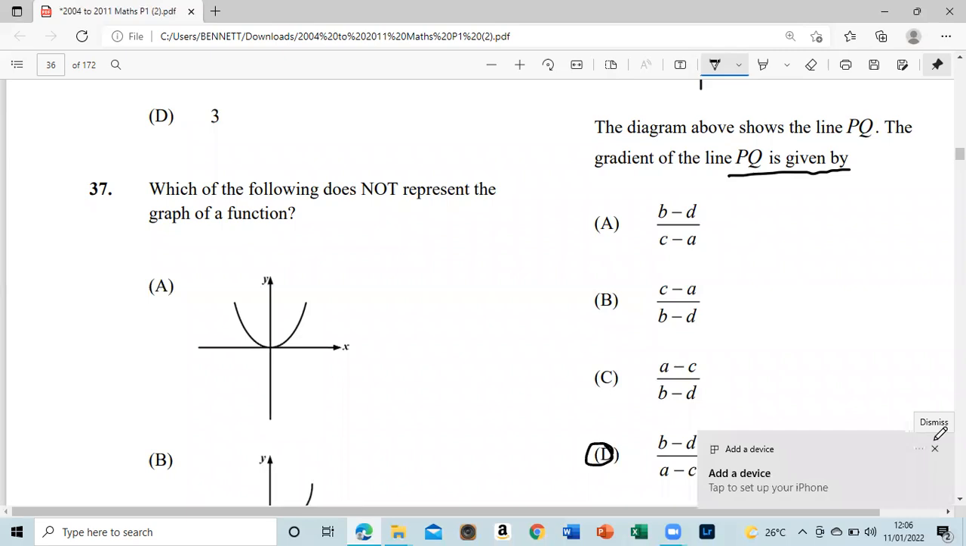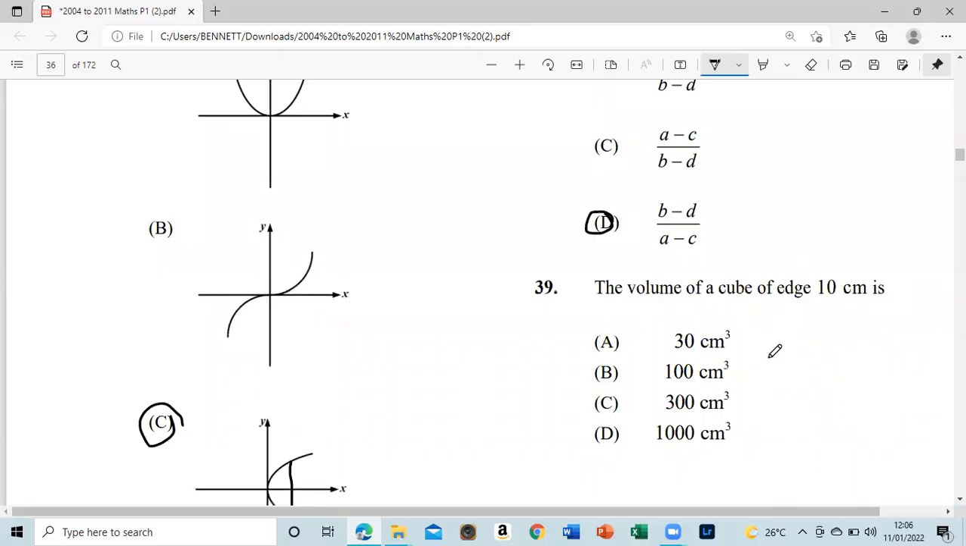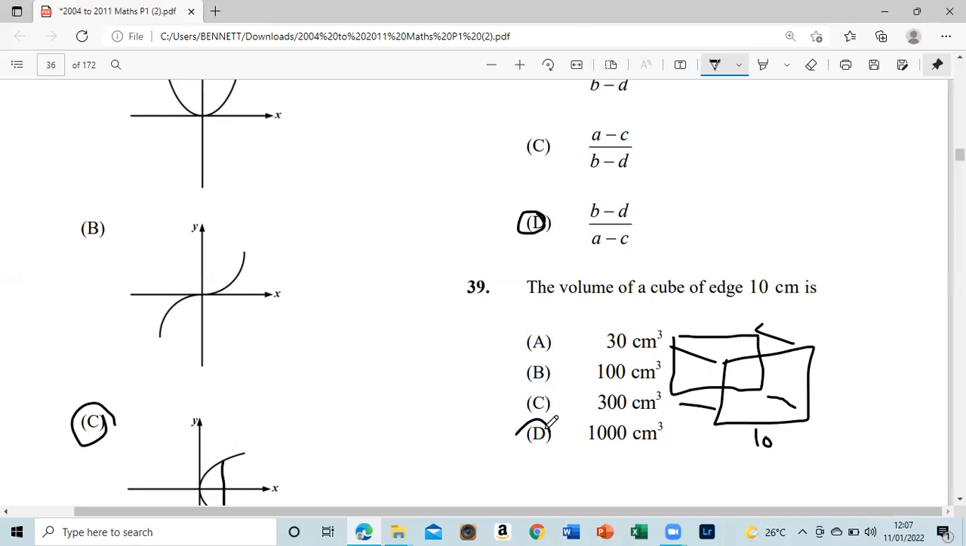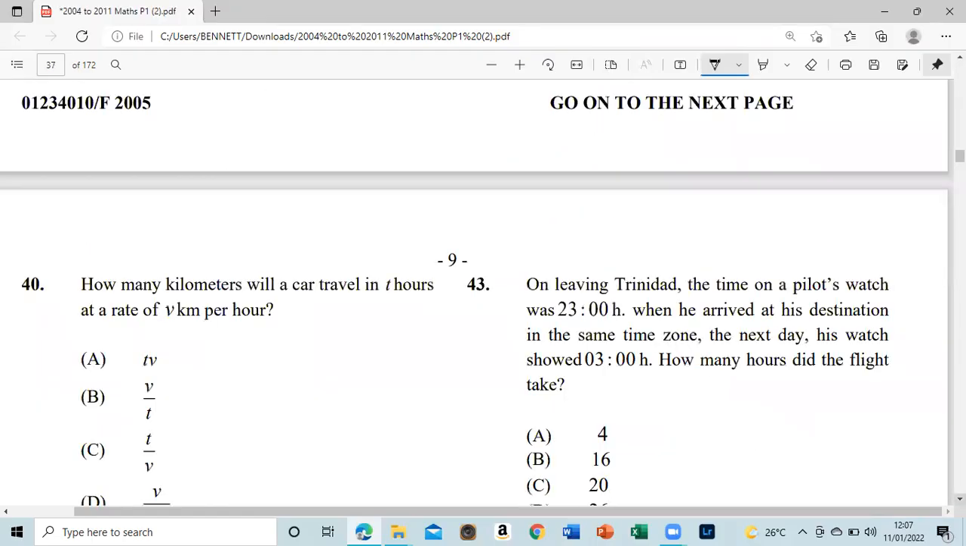Question 39. What is the volume of a cube with 10 centimeter sides? So it's 10, so it will be 10 times 10 times 10, which is 1000, all right? Let's move on to number 40.